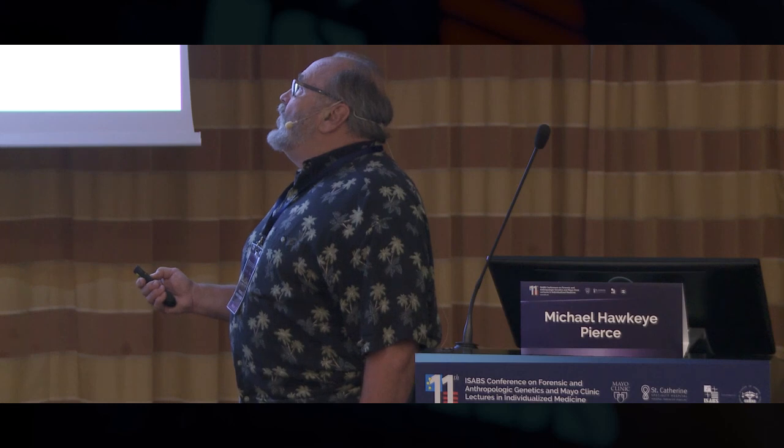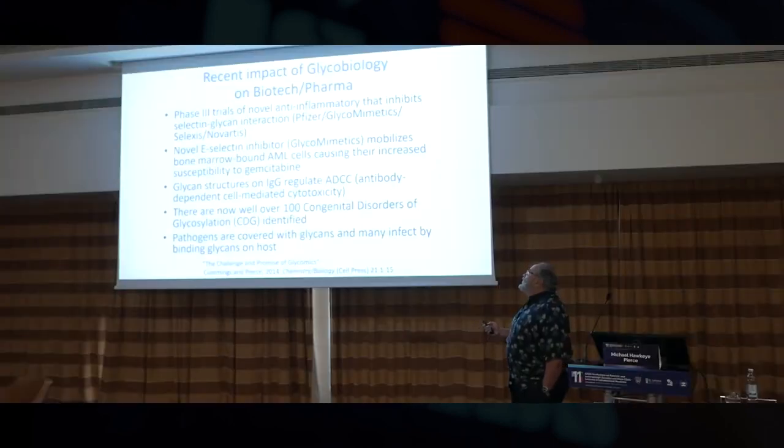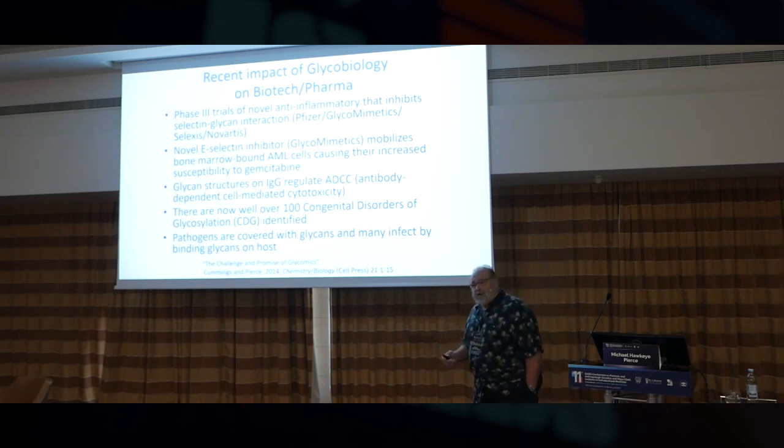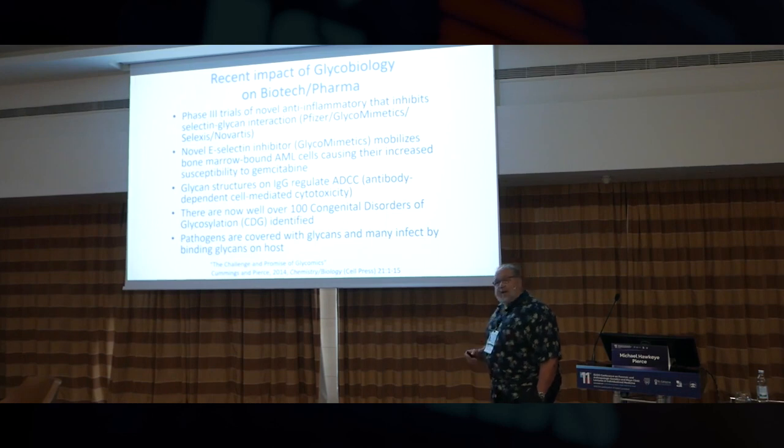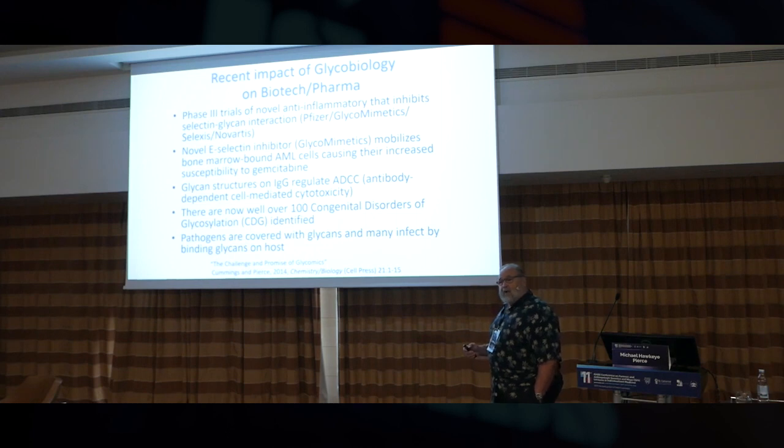So there are two drugs now that are in phase 3 trials. These are anti-inflammatory drugs, and they inhibit P-selectin glycan interaction. One is a small molecule, and the other is a monoclonal antibody that inhibits that interaction. These are in phase 3, and the disease that they're targeting is sickle cell syndrome. It's a vaso-occlusive disease.